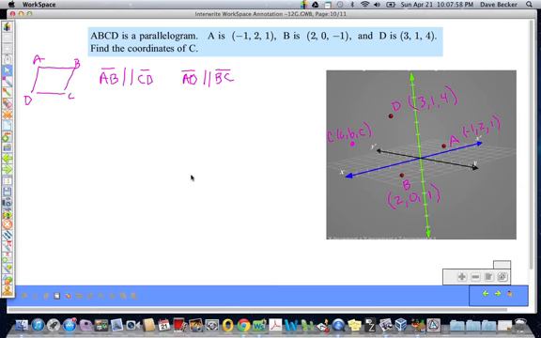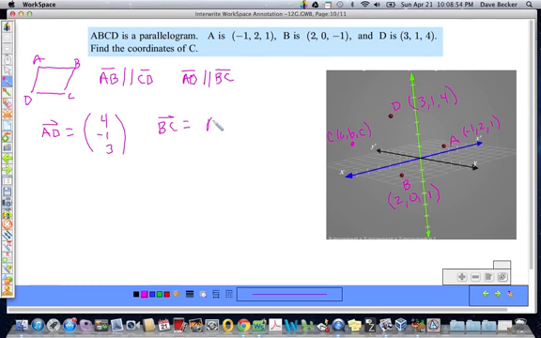Okay. Well, if this is indeed a parallelogram, I know that AD must be parallel to BC. Well, if that's the case, then AD must be equal to BC in vector speak. So let's first find the vector AD in component form. The vector AD would equal, let's see, 3 minus a negative 1 is 4. 1 minus 2 is negative 1. And 4 minus 1 is 3. Okay, so we know that if they're parallel, they're going in the same direction. They're also equal in length. So we know that BC must be equal to AD.